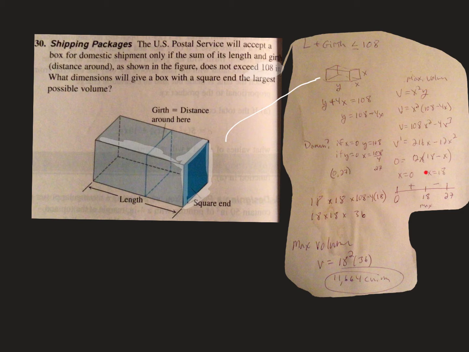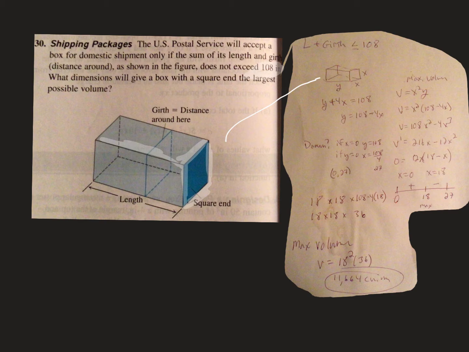One of the questions they ask us in MyOpenMath is, what's the domain we could use? Well, if the end is 0, if I don't have any end, all the 108 has to go into length. And if there's no length, all the 108 has to go around that girth. So 108 divided by 4 is 27. So the domain is 0 to 27. I said open intervals because we aren't going to use one that's 0 on the end or 0 on the length. So it's kind of crazy to include those. But what that helped me do was give me some places, at least something to mark off.